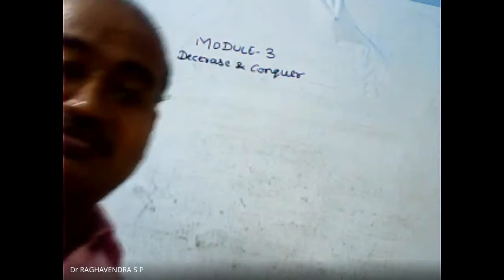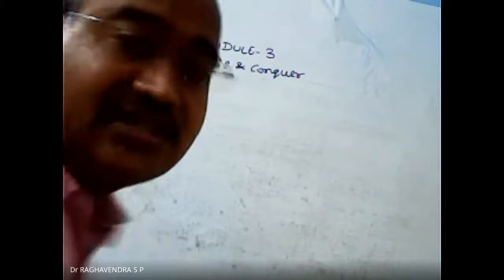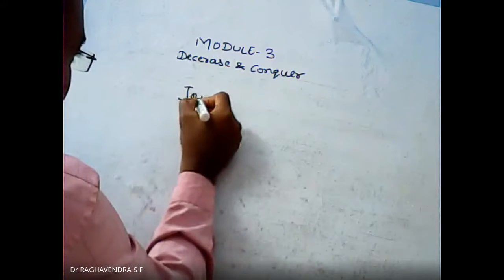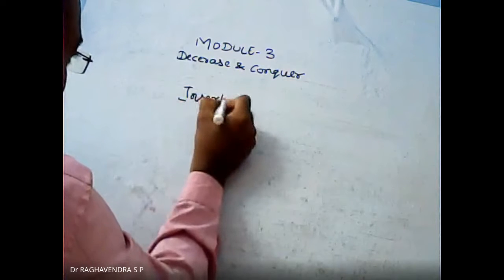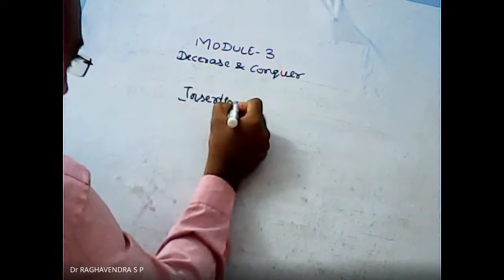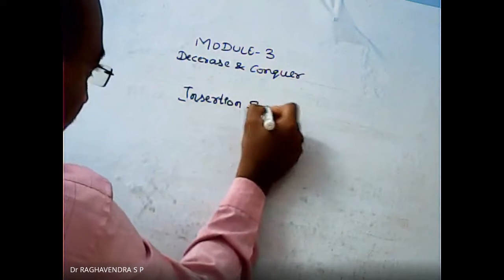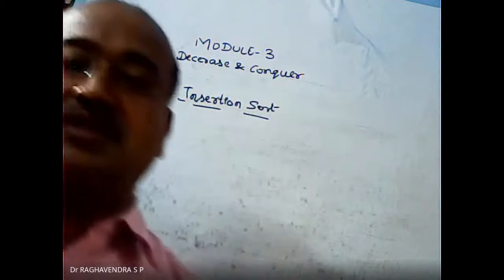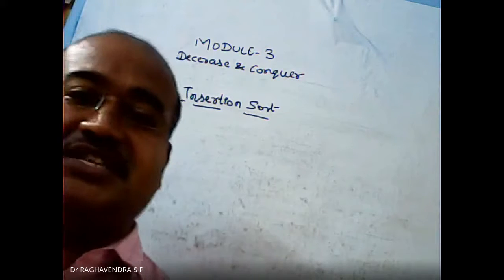So now, under this, the first type of problem we are going to consider is insertion sort. Okay, the first type of problems under this decrease and conquer is insertion sort.